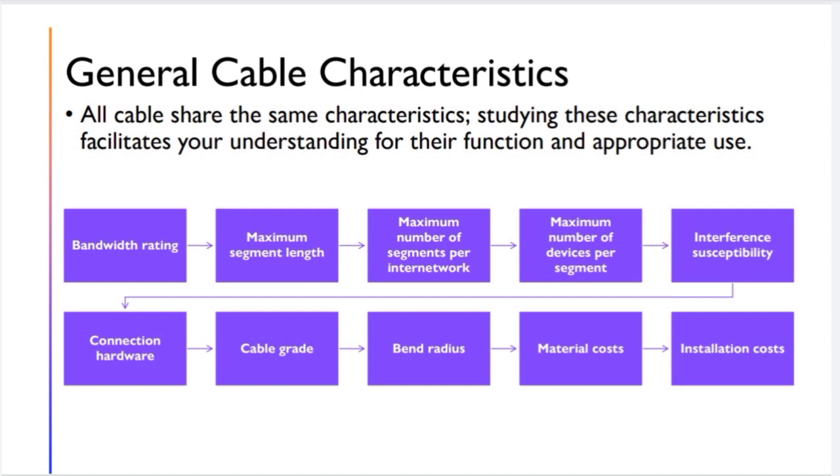So these cable characteristics include bandwidth rating, maximum segment length, maximum number of segments per internetwork, maximum number of devices per segment, interference susceptibility, connection hardware, cable grade, bend radius, material cost, and installation cost.